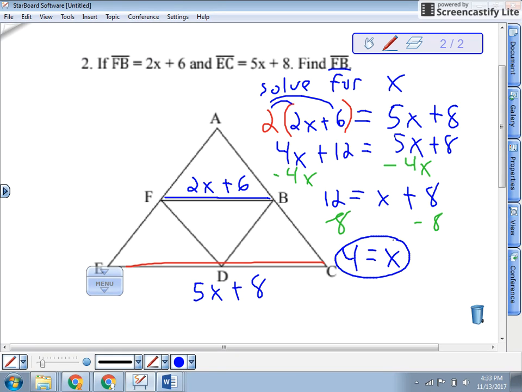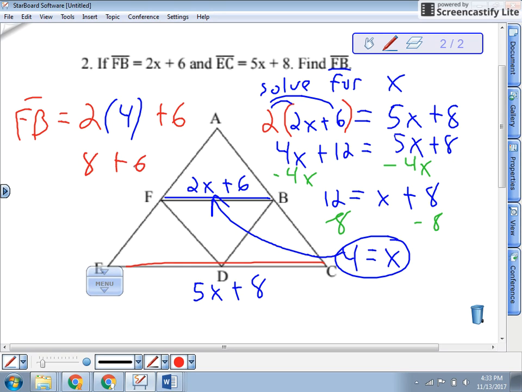So I'm not done. I'm then going to take that and plug it in for FB. So FB, I'll do over here. FB is going to equal 2 times x. Well, we just said that x is 4, and then we're going to add 6. So 2 times 4, that is going to be 8. 8 plus 6, so segment FB equals 14. There is your final answer using the mid-segment property.